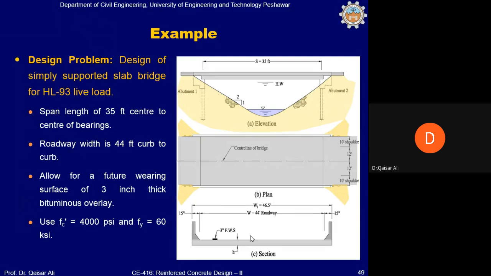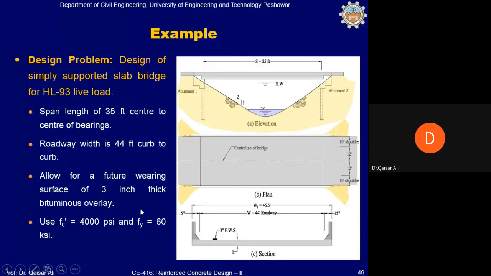Center to center of bearings. Okay, bearing means from the bearing beds. And the width of the bridge from curb to curb is 44 feet. Allow for a future bearing surface of 3-inch thick bituminous overlay. The concrete strength is 4,000 psi and steel is 60 ksi.